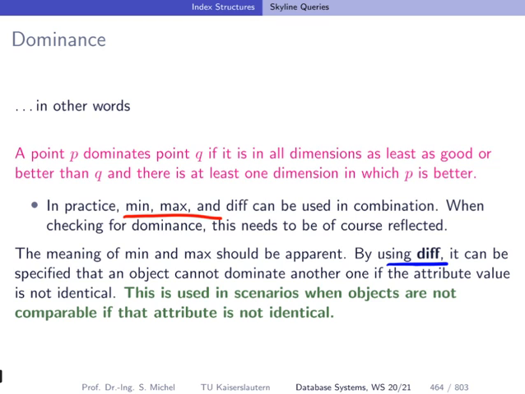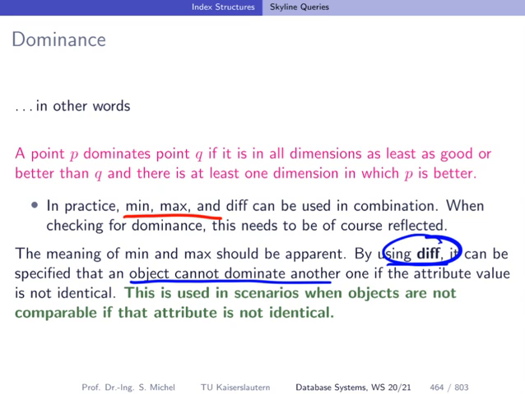So by diff you can specify whether an object cannot be compared to another object by one dimension or multiple dimensions. This means that an object cannot dominate another object if the attribute value in this dimension you're specifying with diff is not identical. This is important for scenarios where objects are not comparable if an attribute is not identical.